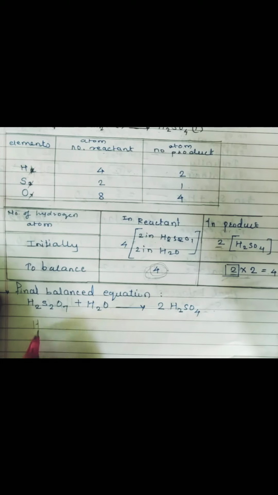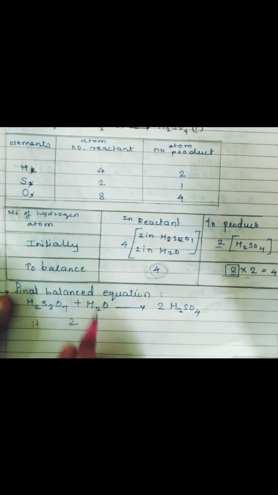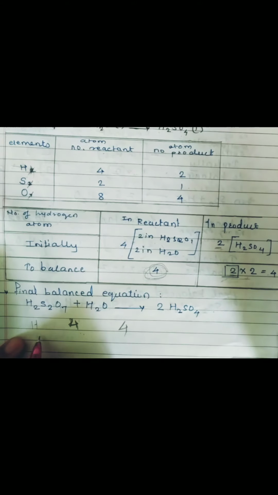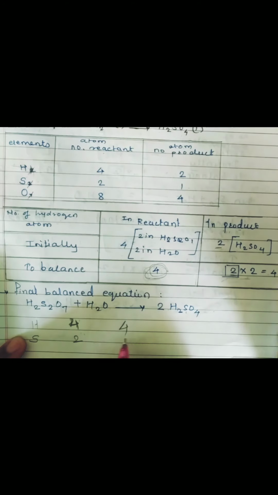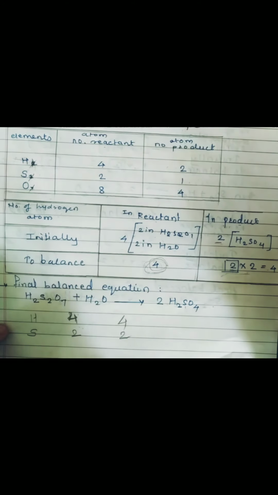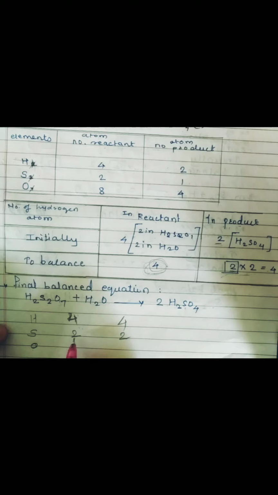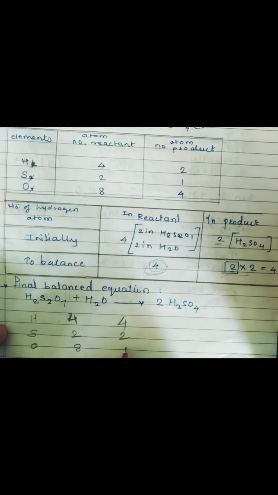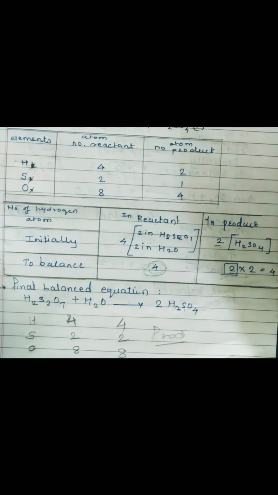We have 4 hydrogen at the reactant side, and 2 into 2, that is 4, at the product side. Sulfur is 2 at the reactant side, and 2 into 1 is 2 at the product side. Next we have oxygen, 8 at the reactant side, and 4 into 2 is 8 at the product side. So this is really very easy. You just need the practice.